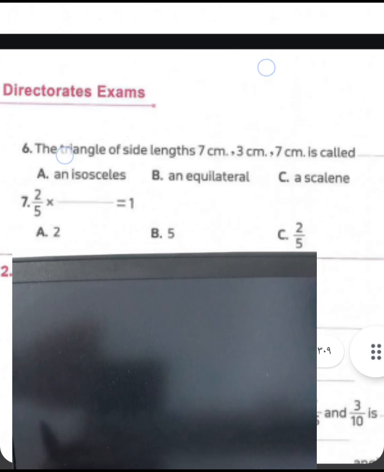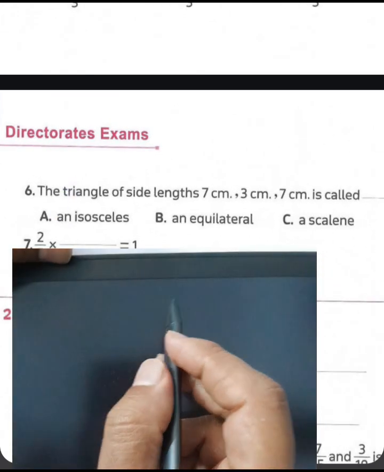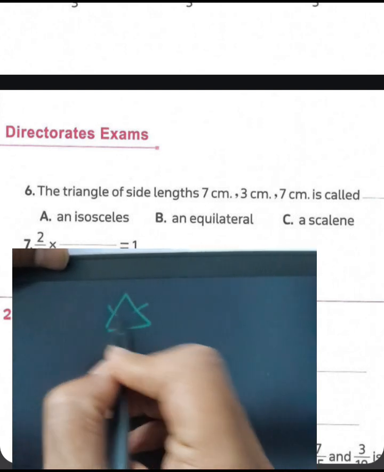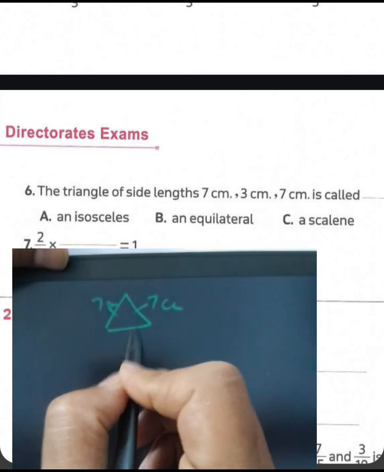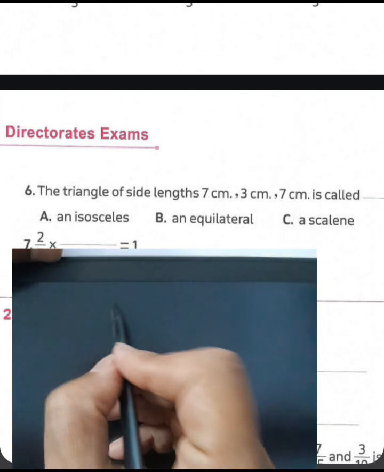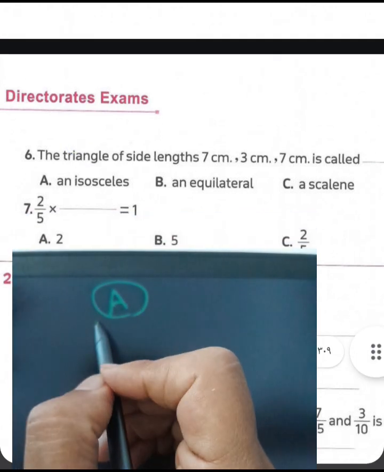Question number 6. The triangle's side lengths are 7, 3, 7. We call it an isosceles triangle because we have 7 centimeters and 7 centimeters equal, and the base is 3 centimeters. Then we must choose letter A. We call it an isosceles triangle. We have two sides of equal length.